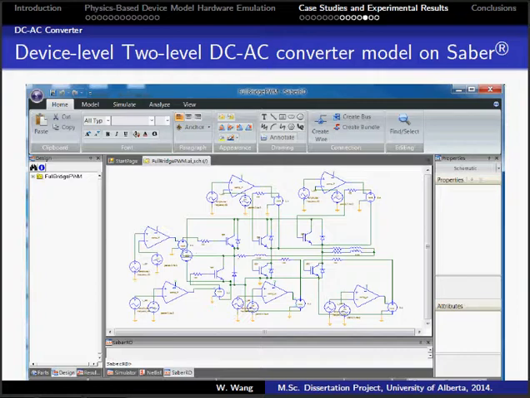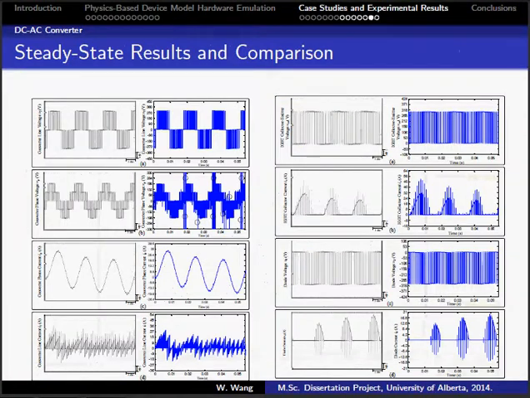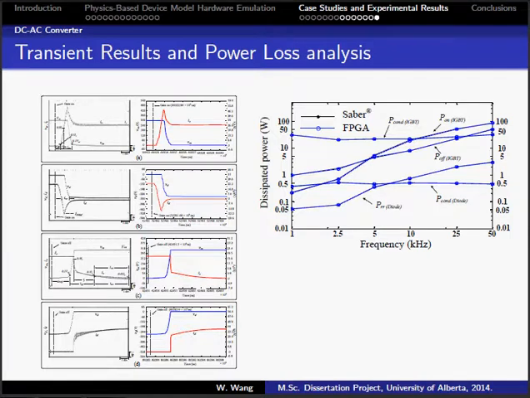The steady-state results of the hardware emulation are shown in this figure, which are compared with Saber results. The transient results of the hardware emulation are shown in this slide, which are compared with Saber results. The left one is a power loss analysis figure. As can be seen from these figures, all of the results from the hardware emulation show good agreement with Saber results.